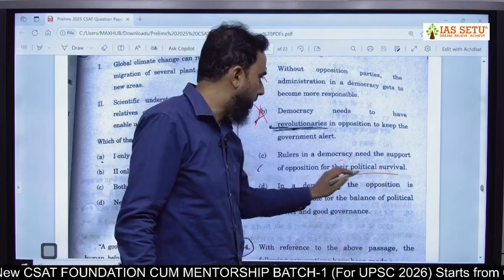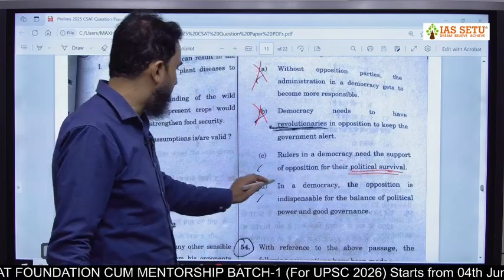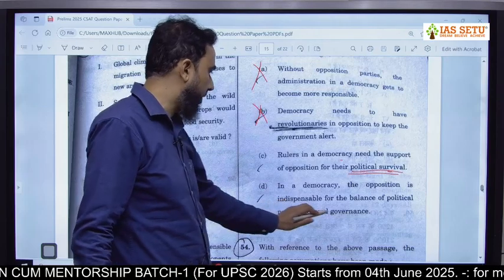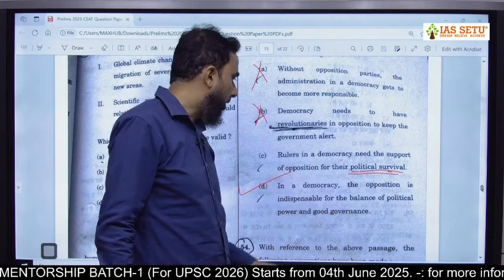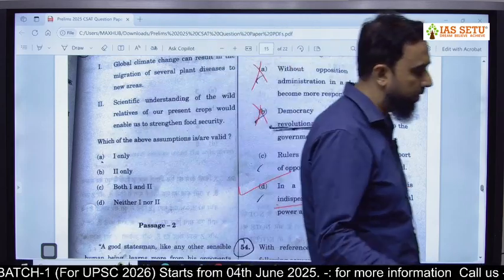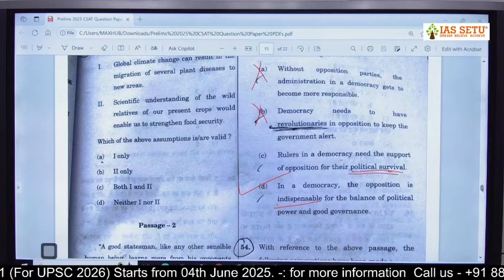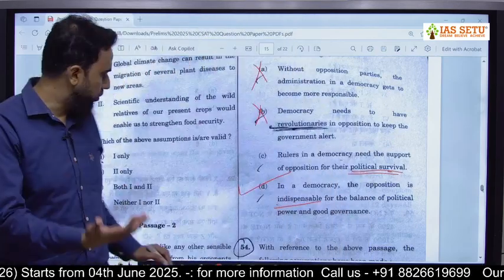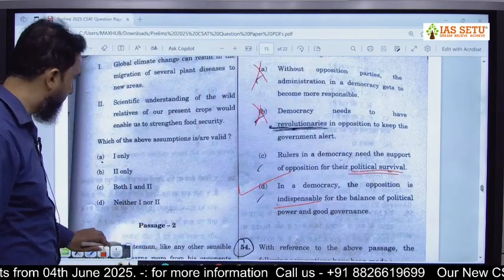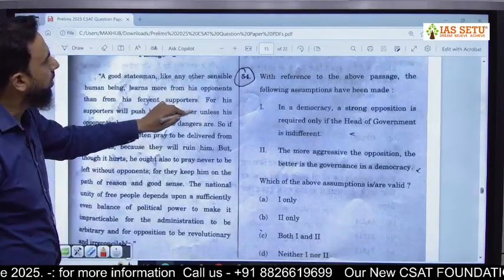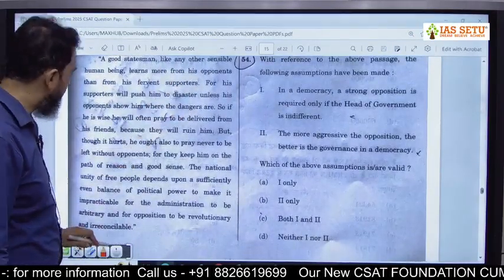It talks about the political survival. D says in a democracy, the opposition is indispensable for the balance of political power and good governance. Absolutely correct. It is indispensable for the balance of political power and good governance. So there should be a balance. So as per the passage, the importance of opposition has been emphasized, and D option correctly represents that without any change in the degree. अब आते हैं assumption पे 54.